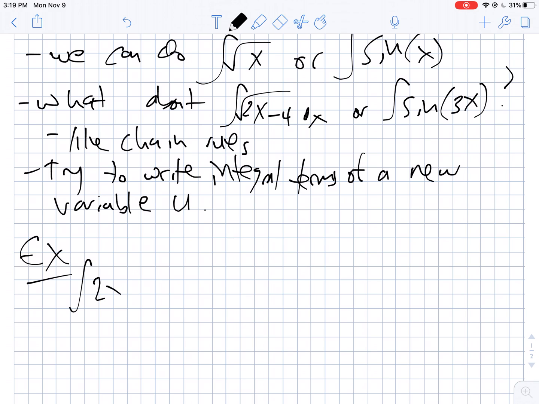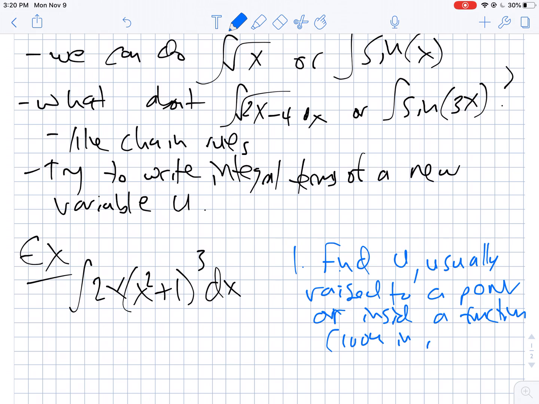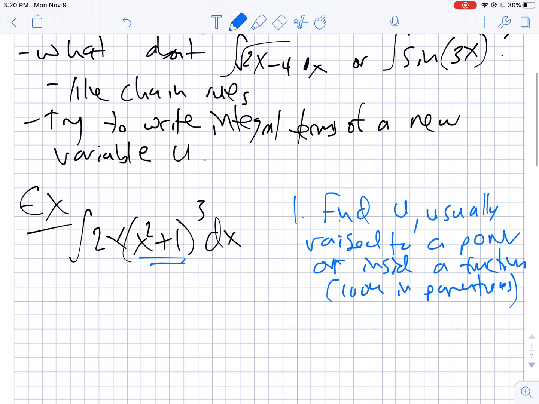So suppose we have to integrate 2x times x squared plus 1 cubed. Here's a strategy that you want to walk through. The first step you need to do is find the part that you're going to change into a u. So find u. And u is usually going to be raised to a power or inside a function. A good general tip is to look inside parentheses or where there probably should be parentheses. Okay, so in this part, we see that x squared plus 1 is raised to a power. It's not just x cubed, it's x squared plus 1 cubed. So I'm going to choose my u in this case to be x squared plus 1.